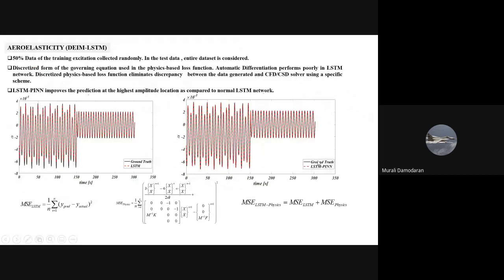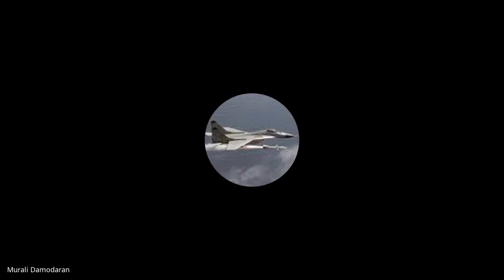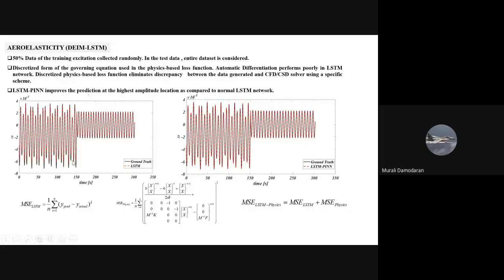So if you take 50% of the data of the training excitation randomly, and then the entire test data, you want to see how the prediction is, based on the data. So this one here, the black line is the ground truth and LSTM. So this is the prediction just by the LSTM only, no physics.